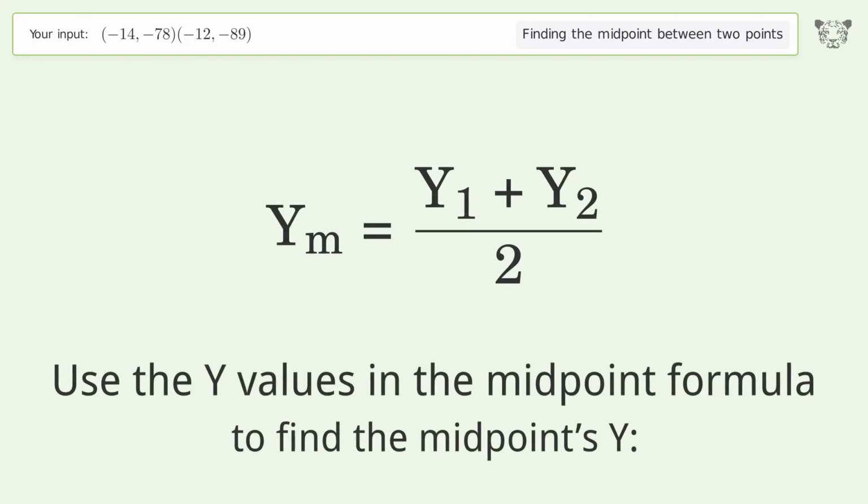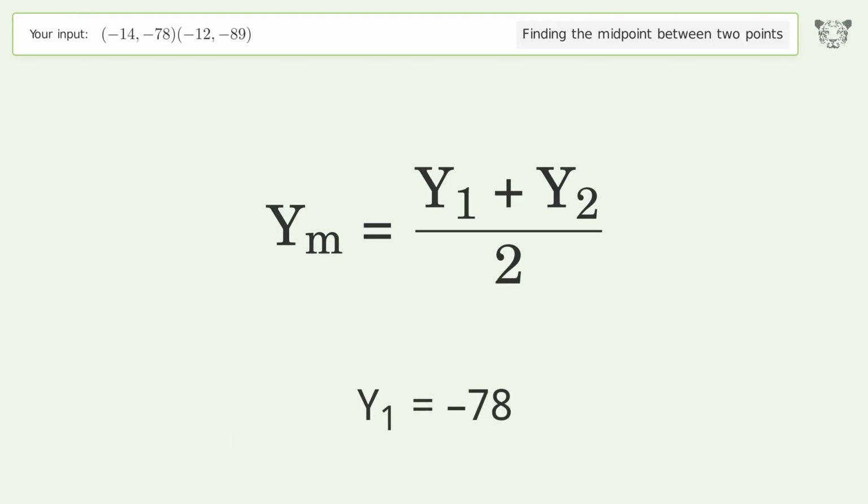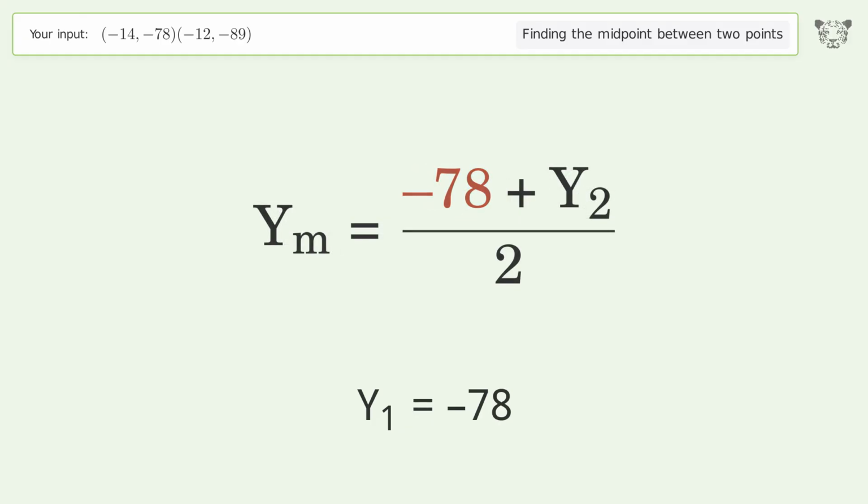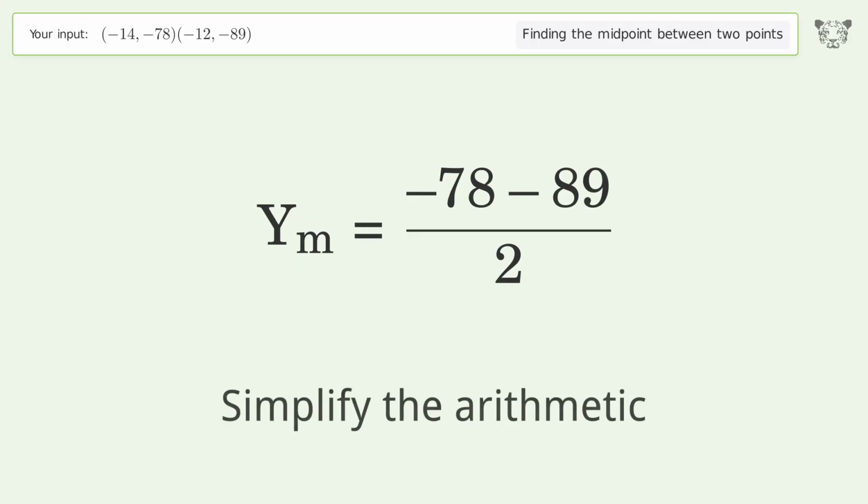Use the y values in the midpoint formula to find the midpoint's y. y1 equals -78. y2 equals -89. Simplify the arithmetic.